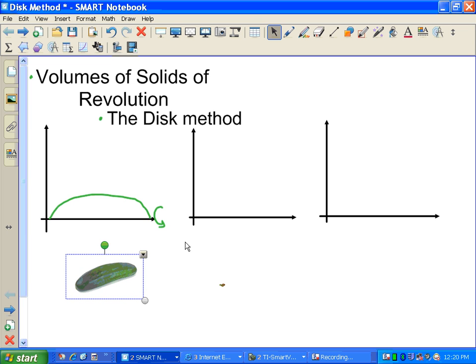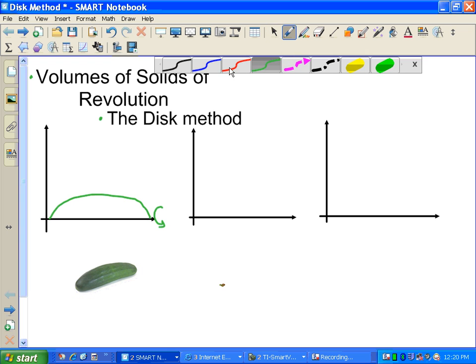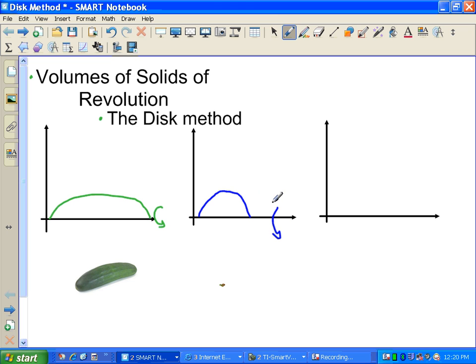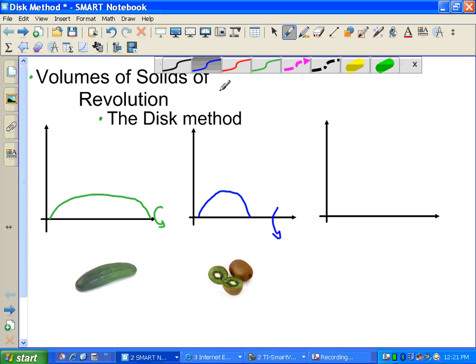Okay, picture the cucumber. Another one that I might do is maybe I would take a shape that's sort of like that one, maybe a little smaller, a little taller, and again, spin this about that particular axis. And what I would get in that case might be something that's more like a kiwi. Okay, maybe it should be a little longer, but the general idea is some sort of a solid that we're working through there.